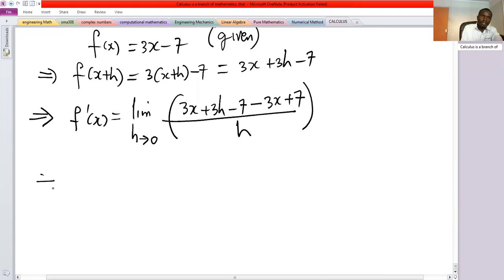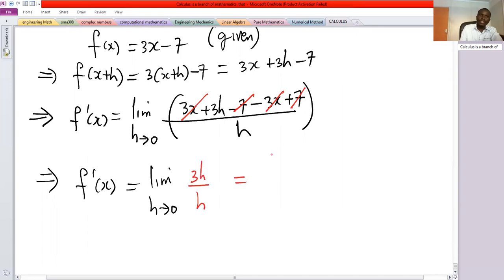So next we'll have f prime of x equals the limit as h approaches 0. You see, 3x minus 3x and minus 7 plus 7 cancel out. So we'll have 3h over h, which is nothing but the limit as h approaches 0 of 3. And the limit of a constant is a constant. So therefore, the answer for that part is 3.